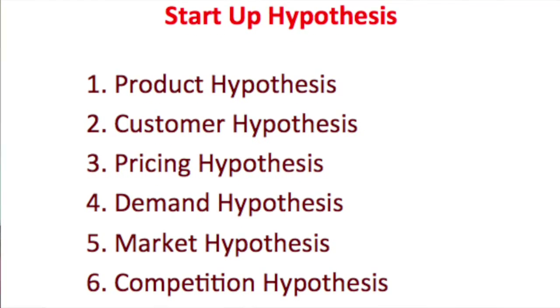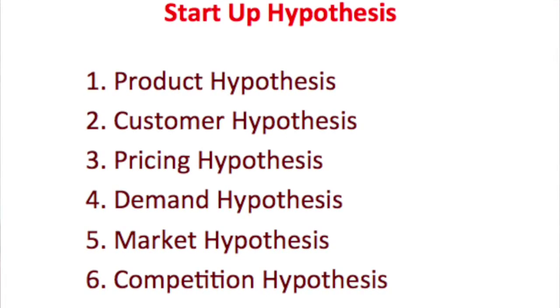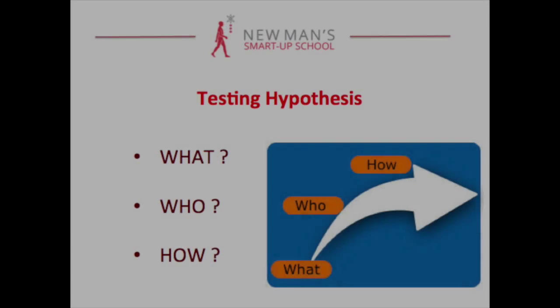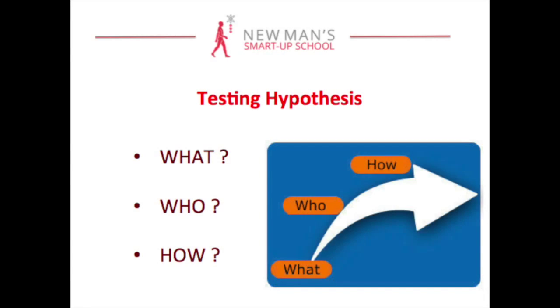There are 3 more, and those are resources, costs, and partners. So these 3 are not important for this part of the work. I will show you all of them. And how do you test this? You just ask questions. And those questions are what, who, and how. Those are the most important of the 7 questions. What, who, and how. And this is how it looks.